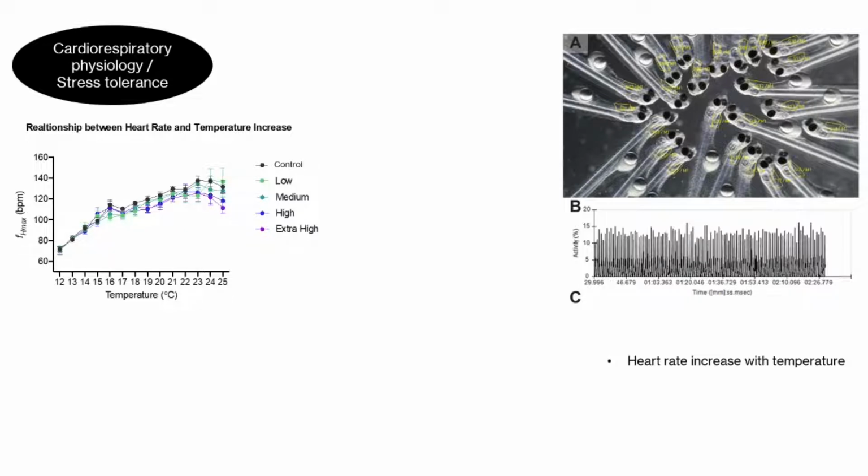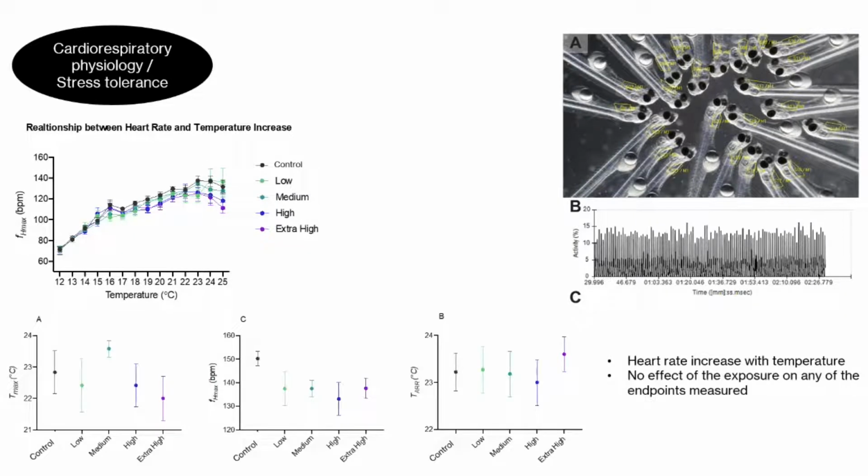However, we didn't find any effect of the exposure to bifenthrin on larvae's capacity to increase the heart rate with temperature, or on any other endpoint measured, such as the temperature at which the heart rate peaked, the maximum cardiac frequency observed, or the temperature at which we observed arrhythmia.